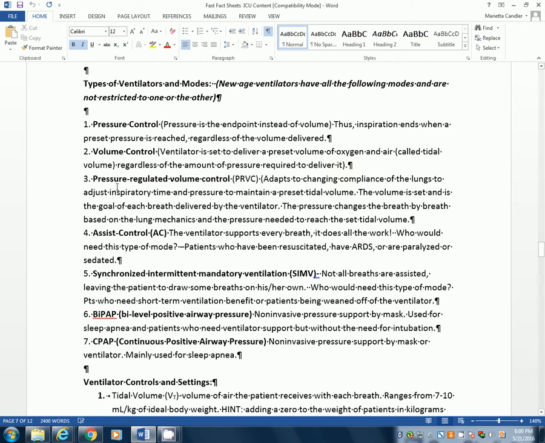And then you have the combo, the pressure regulated volume control. It adapts to change in compliance of your lungs to adjust to the inspiratory time and pressure needed. So you have a preset tidal volume, a preset pressure, and it works by making sure that you have those before the next breath is delivered. So it's the combo. So those are the three. Again, this one being the most common that you're going to see.